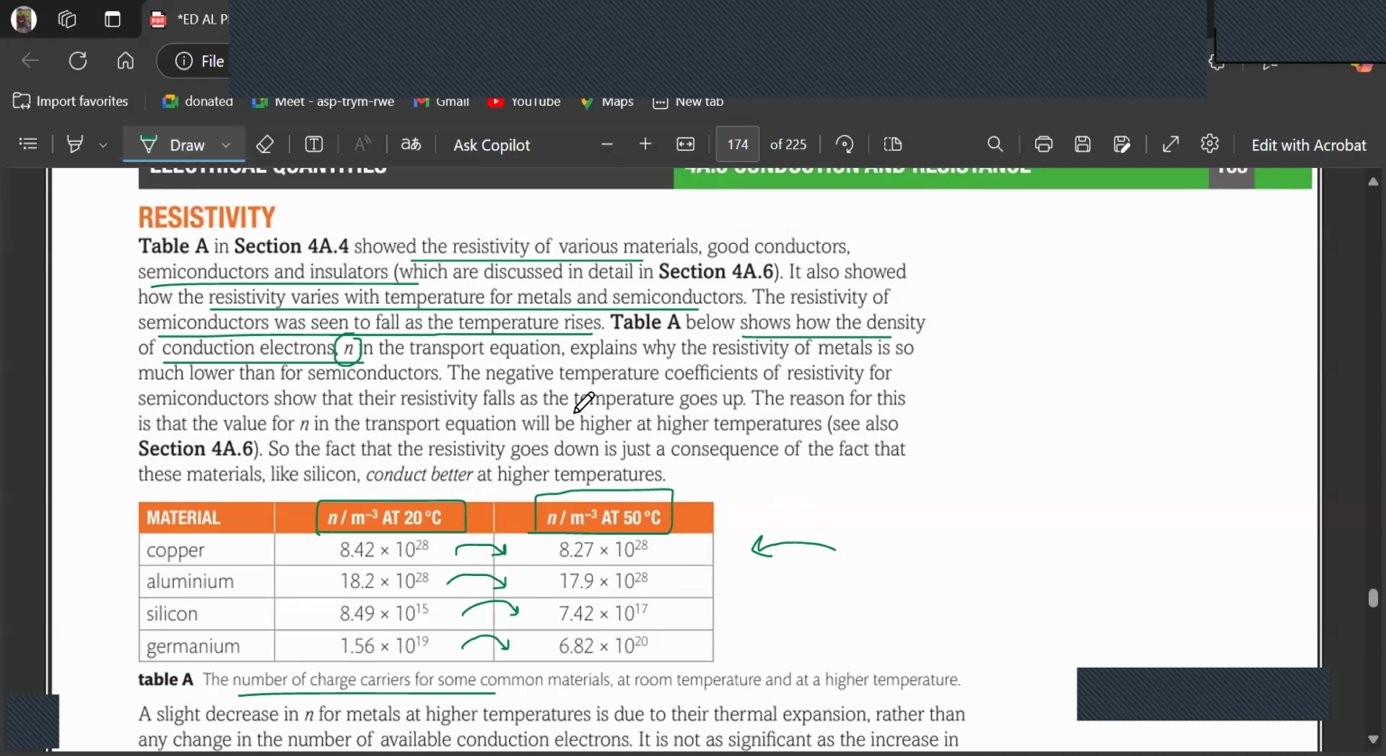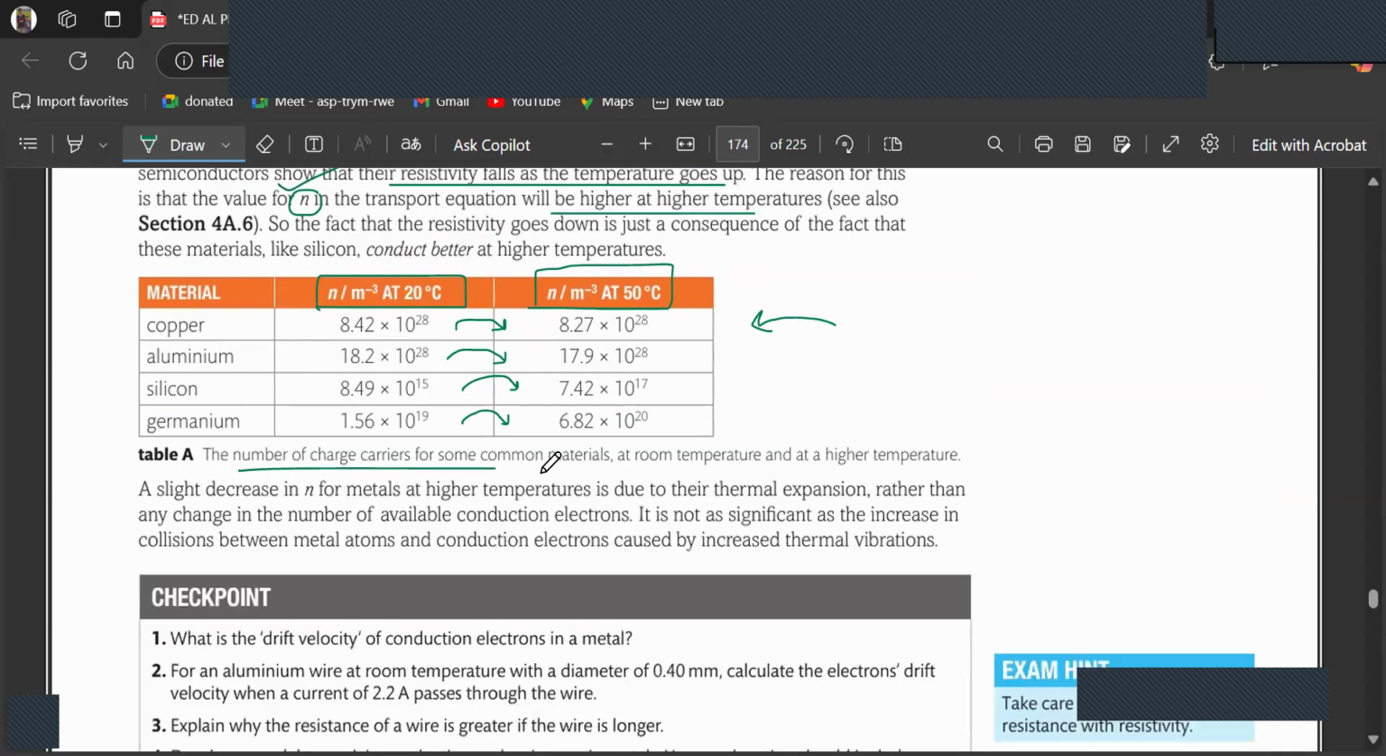So the negative temperature coefficients of resistivity for the semiconductors show that their resistivity falls as the temperature goes up. The reason for this is the value of N in the transport equation, that the number of conduction electrons is also decreasing at higher temperatures. So why are they decreasing?